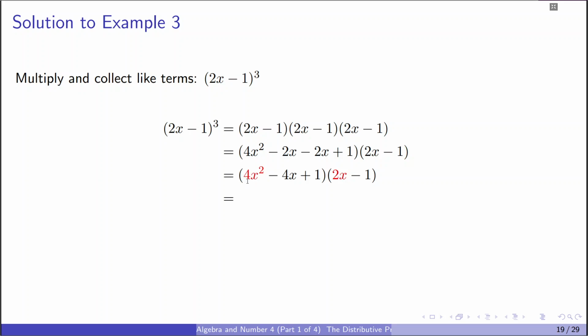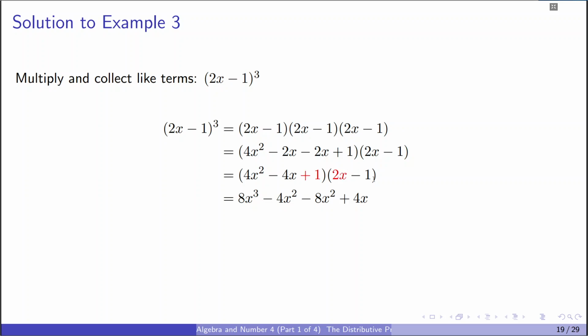Again, first terms, 4x squared times 2x. 4 times 2 is 8. By our exponent rules, x squared times x to the 1 is x to the 2 plus 1, which is x cubed. Now, 4x squared times negative 1 gives us a negative 4x squared. That's our 4x squared multiplications. A negative 4x times a negative 2 is a negative 8x squared. We have 2 x's now. Negative 4 times negative 1 is a positive 4x.